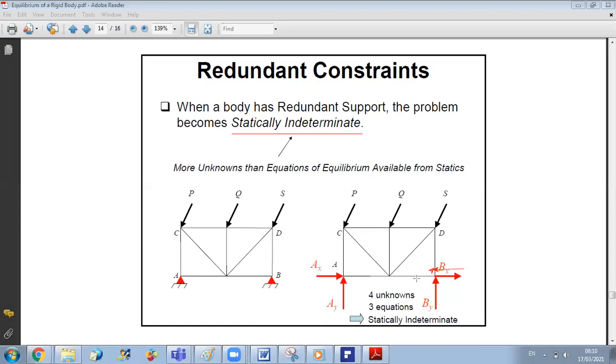That's it. In the previous slide it was improper constraints. Look, here they told you redundant constraints. Redundant constraints means that you have more supports than enough. Thank you, doctor. And it's the opposite case, okay?